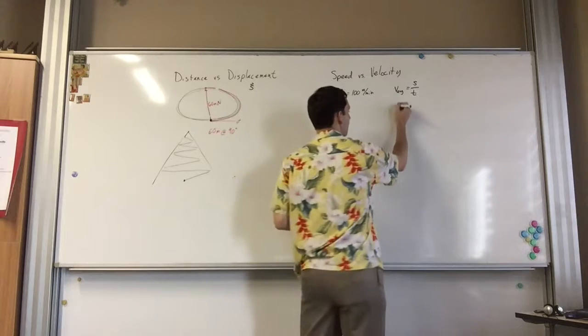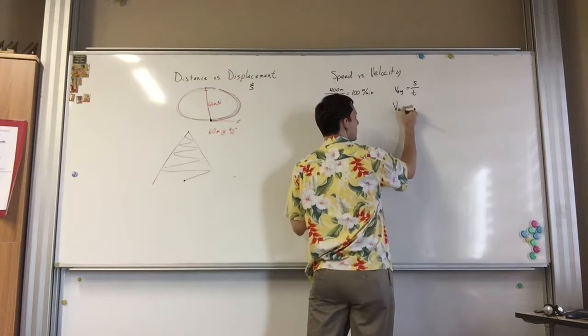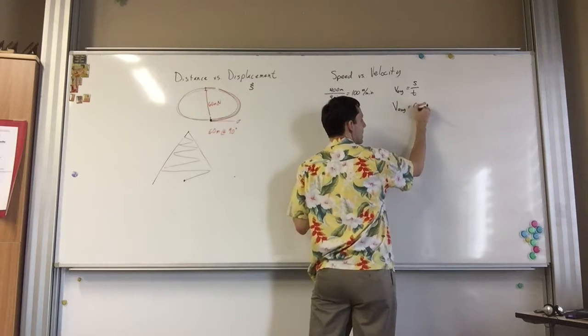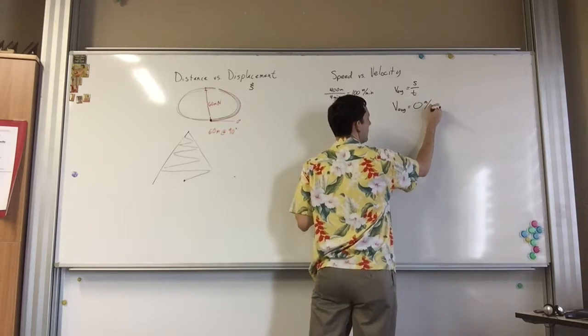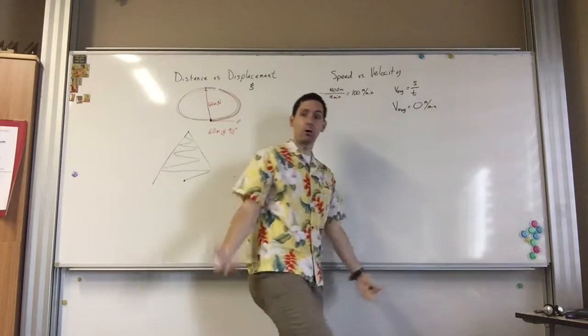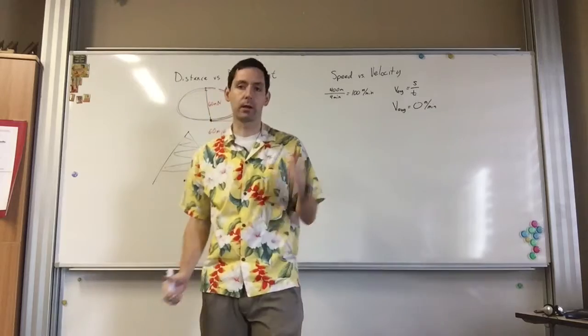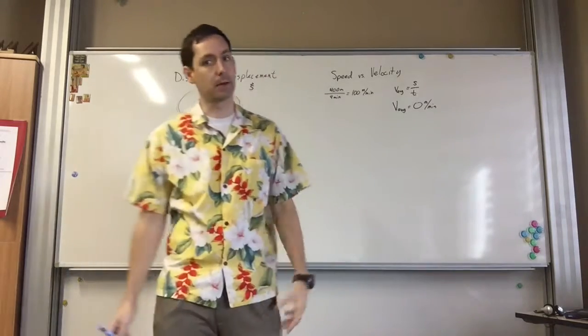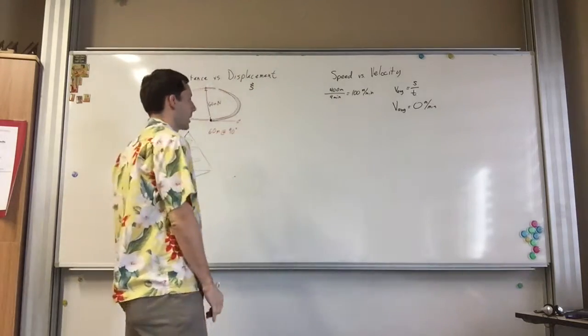Now, a lot of people have a problem with that. They say, well, how in the world can my average velocity be 0 meters per minute? I was moving the whole time. In fact, I was booking. No, you weren't booking it. You were running 100 meters a minute. That's not booking it. That's pretty slow. You walk that fast.